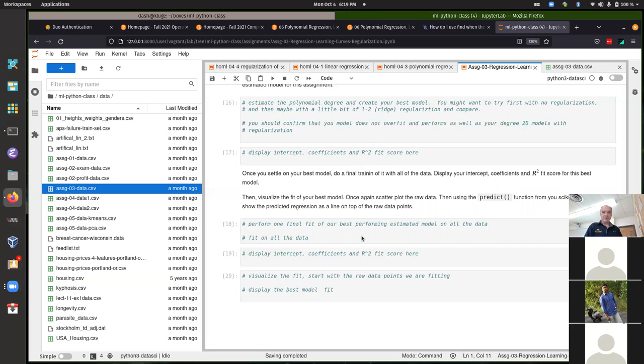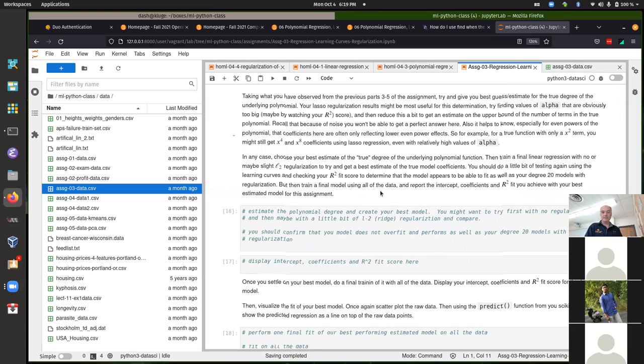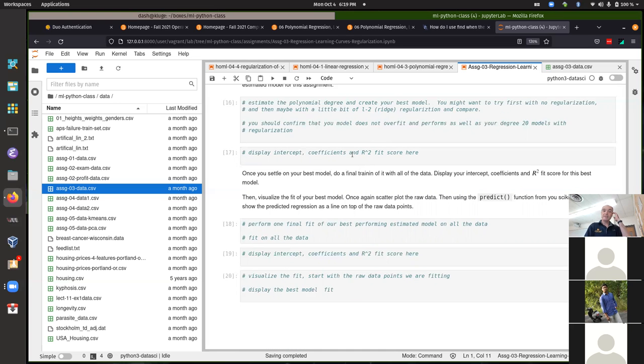And then on all these, I'm asking you to display certain information about your fit, and on this final one to actually visualize the model that you fit to the data.